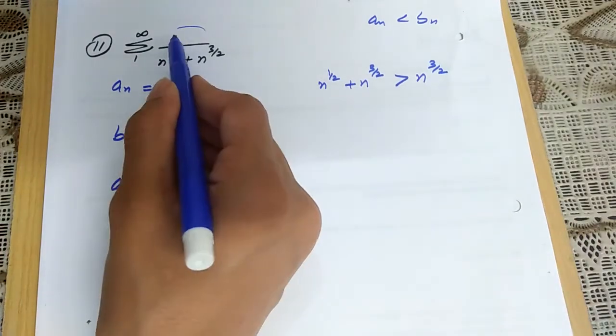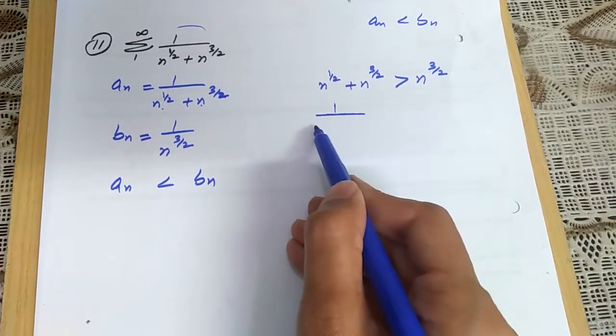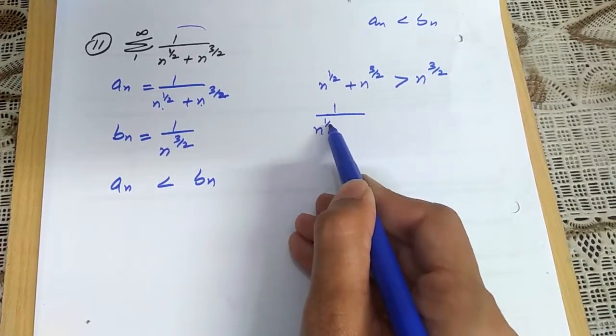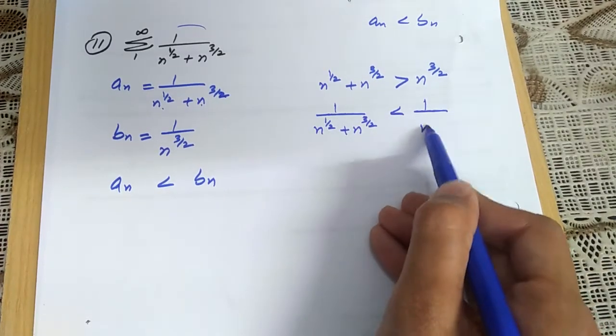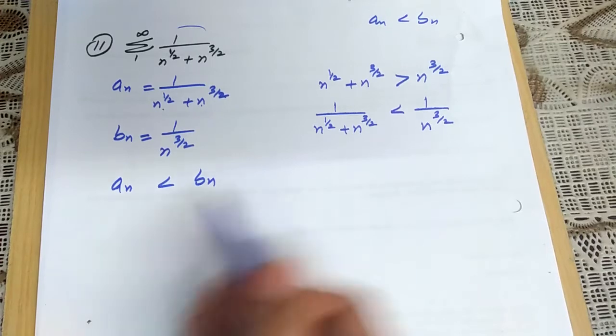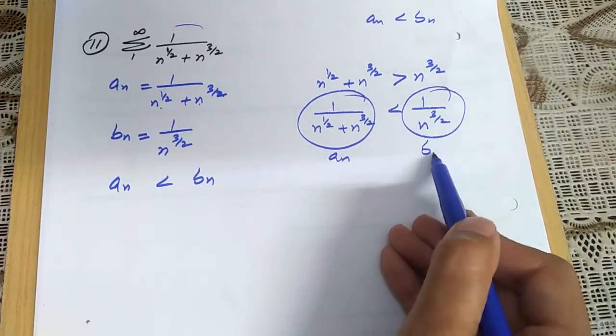Now we have here in the fraction form 1 over. So just take the reciprocal. We will get 1 over n raised to power 1 by 2 plus n raised to power 3 by 2 less than 1 over n raised to power 3 by 2 here. So this one is our an and this one is our bn.